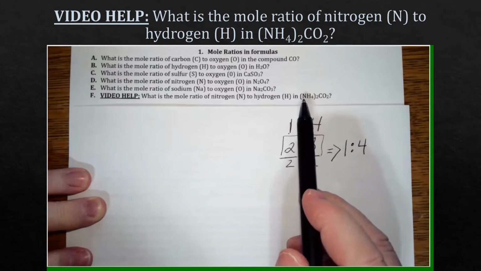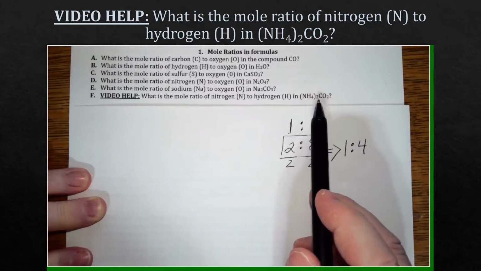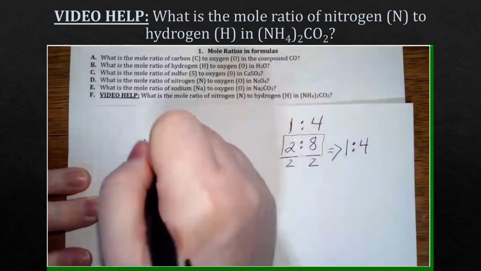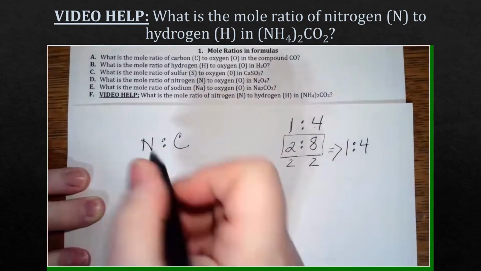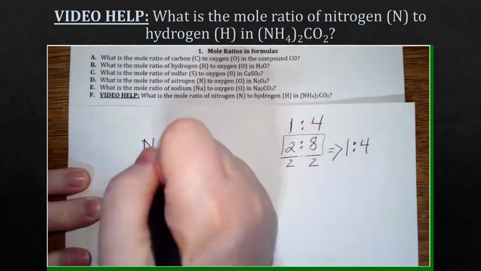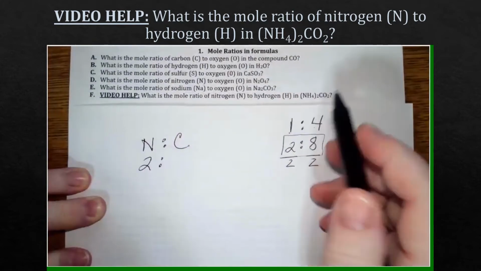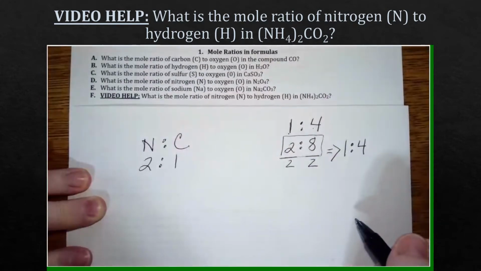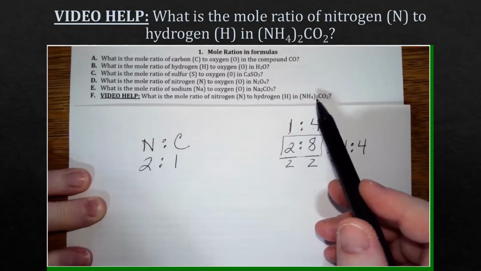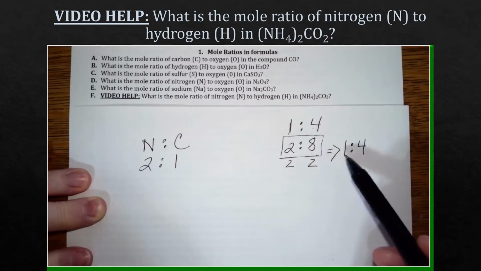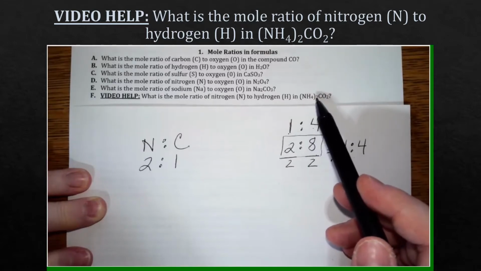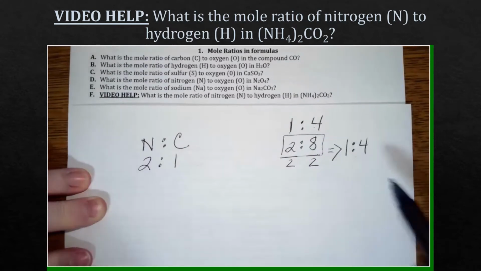But if it was saying compare nitrogen to carbon, for example, I would have to use these numbers. So if I was doing nitrogen to carbon, nitrogen is 1 inside times this 2, so 2. And carbon only has 1, so it would be 2 to 1. So if they're both inside the parentheses, I don't have to worry about this subscript. You are going to have to reduce. If I'm comparing elements that aren't both inside the parentheses, I have to worry about that subscript. Okay.